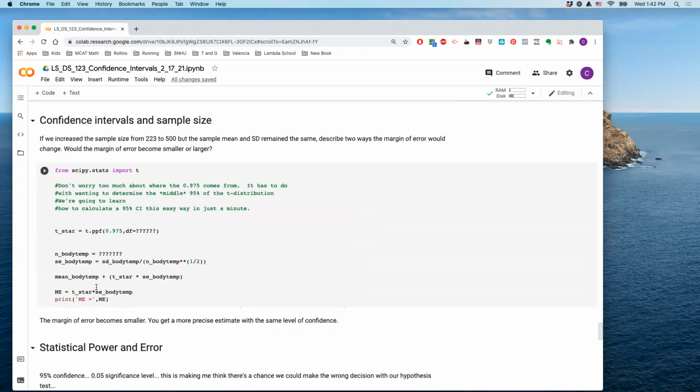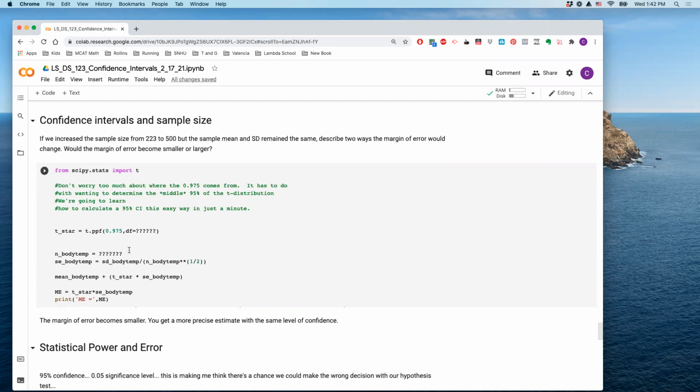All right, so one other thing that we need to keep in mind, again, this comes back to the pizza theorem, where we were talking about increasing the sample size. So we're increasing the denominator, increasing the number of slices of pizza, and therefore decreasing our standard error. We can look at what would happen if we increased our sample size from 223 to 500, but everything else stayed the same.